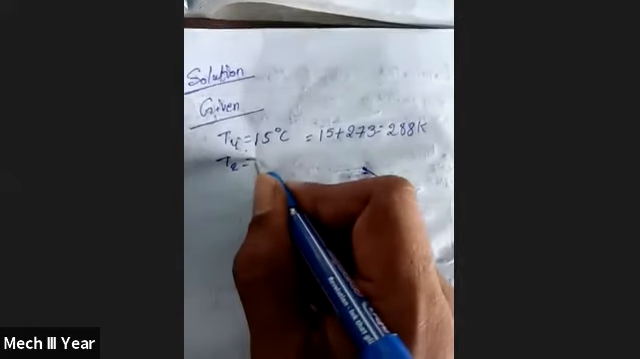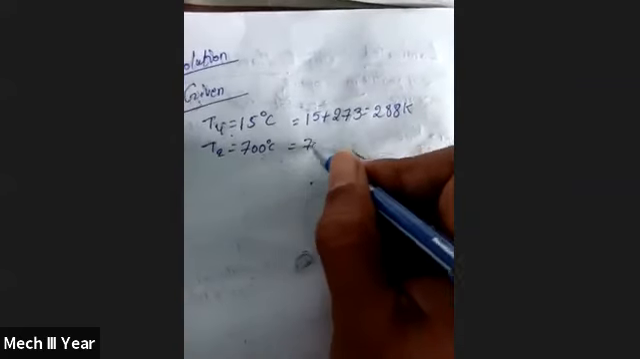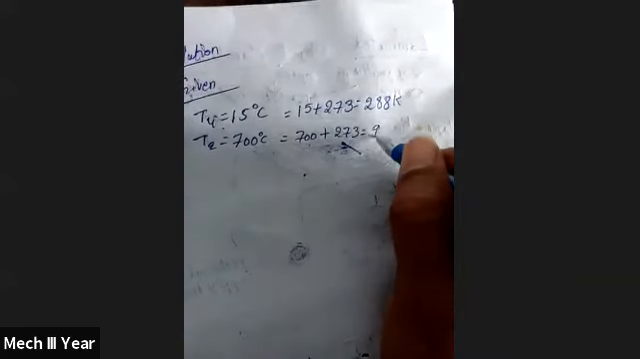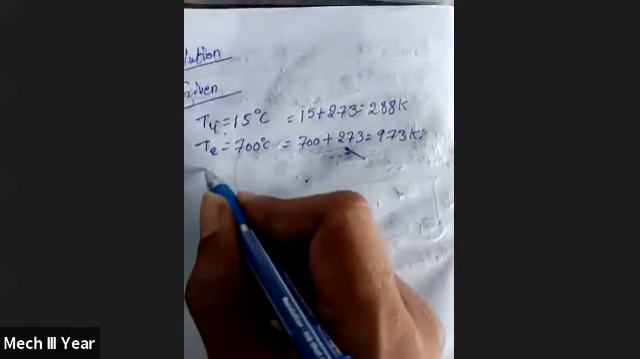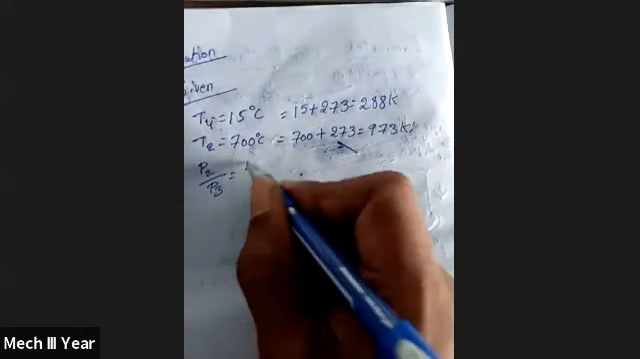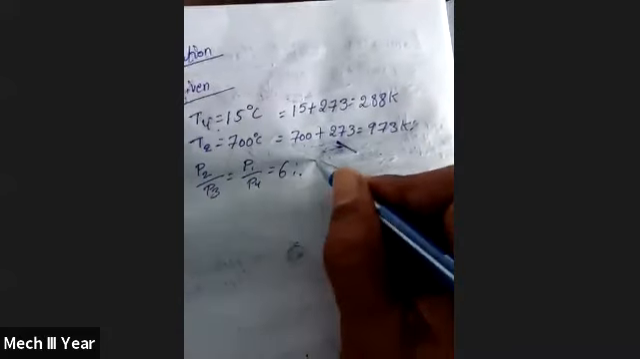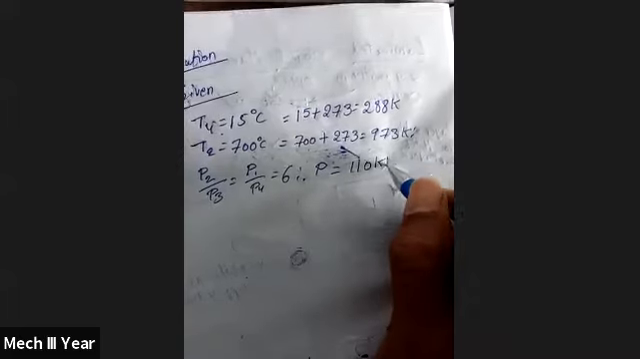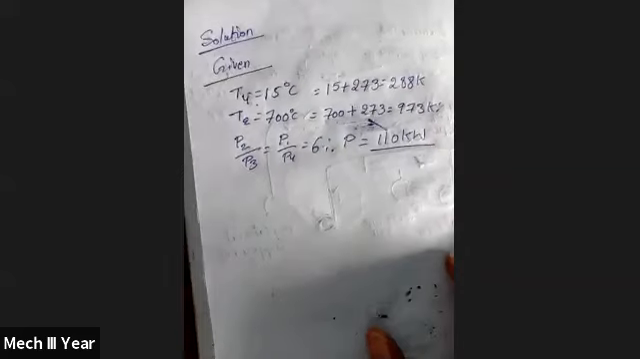Similarly, T2 is equal to 700 degrees Celsius, which is given. So 700 plus 273, that is equal to 973 Kelvin. The pressure ratio is given, so P2 by P3, that is equal to P1 by P4, that is 6. And now the total power is 110 kilowatts. Okay, 110 kilowatts.